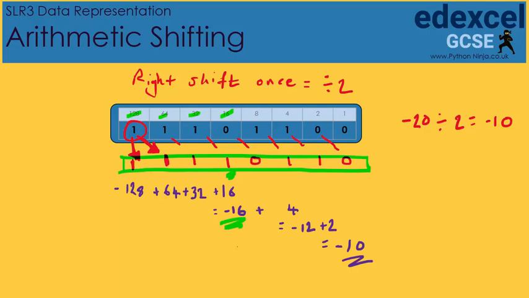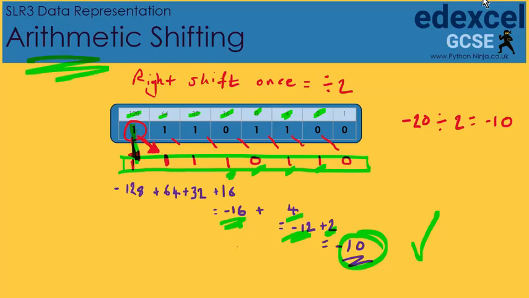So that gets us to minus 16. This one here has a 0, so we're not adding this one. This one here has a 1, so we need to add 4. So minus 16 add 4 gets us to minus 12. And this one here means we have to add 2, which gets us to minus 10. Yay! I didn't make a mistake on YouTube. How wonderful. So we have right shifted once, which is equivalent to divided by 2, and with arithmetic shifting remember that you drop down vertically as well as shifting to the right.